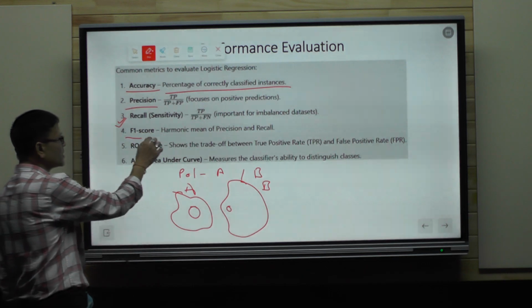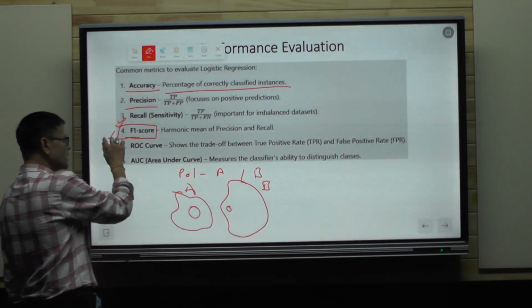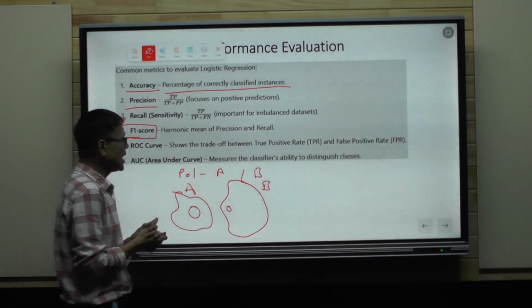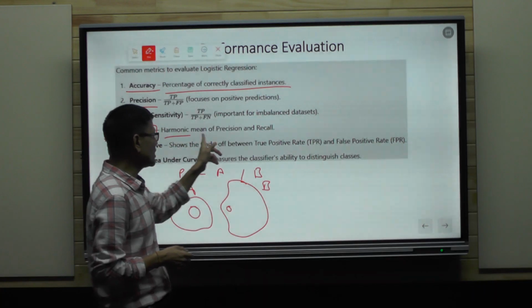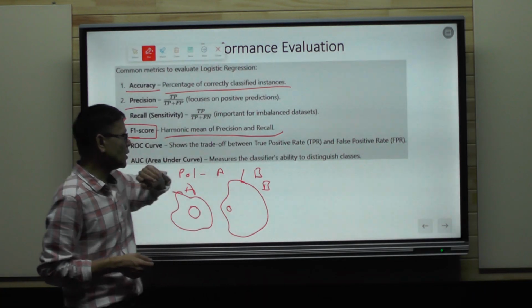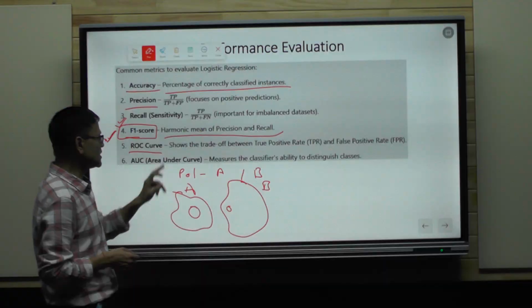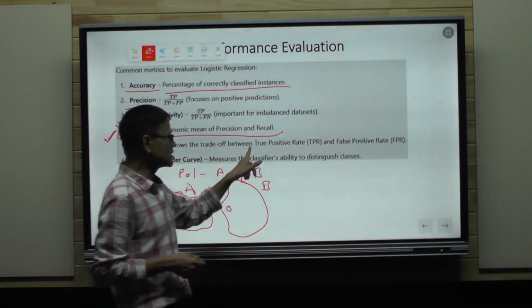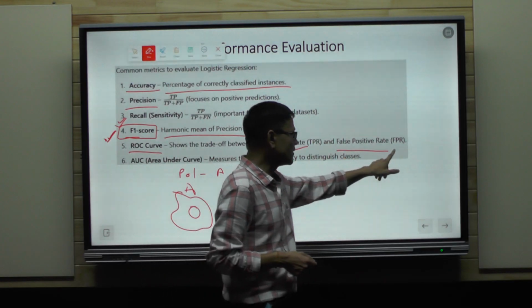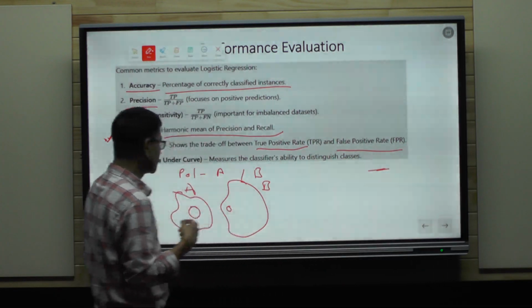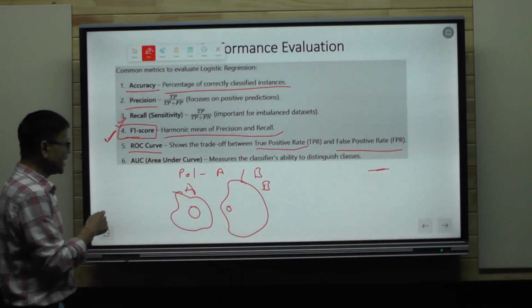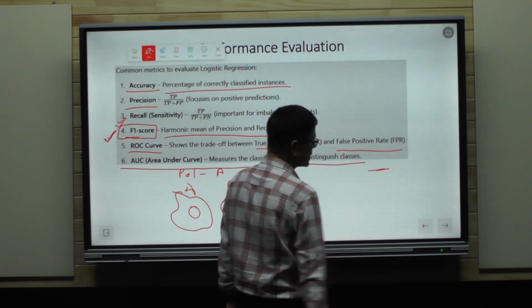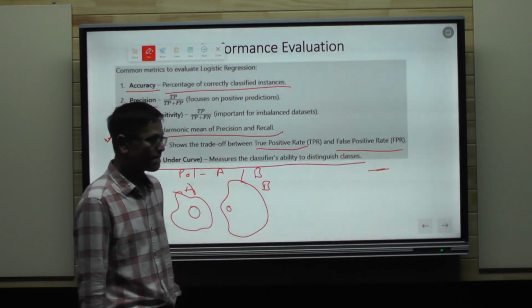So F1 score is the score in which you should be interested, because this takes care of everything. And what is that? It is simply the harmonic mean of precision and recall. Then we have the ROC curve that shows the trade-off between true positive rate and false positive rate, how the algorithm did the trade-off. And AUC measures the classifier's ability to distinguish classes.